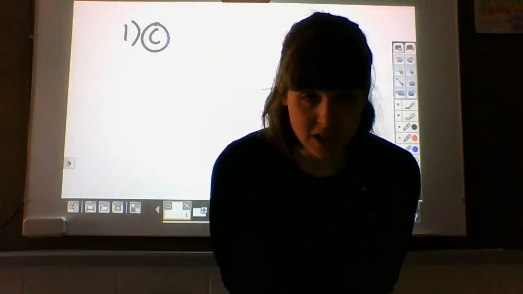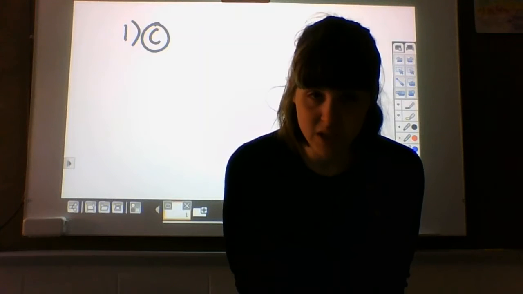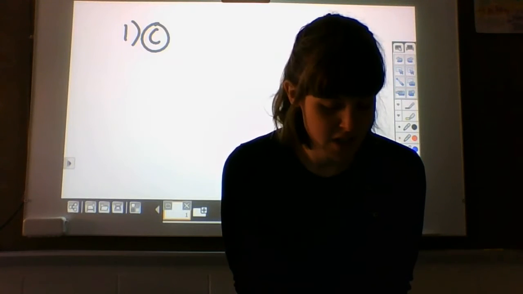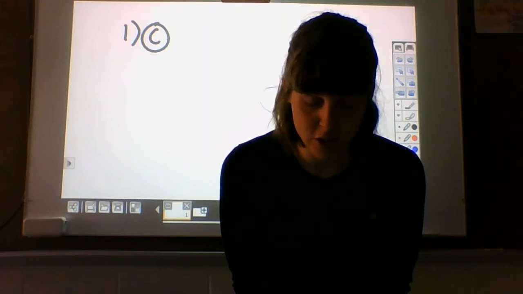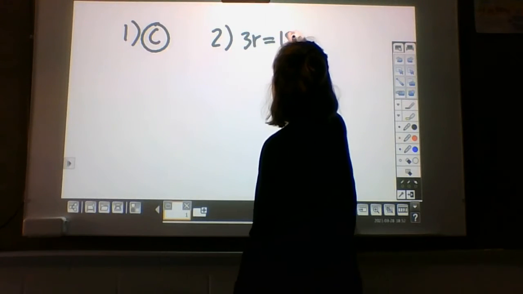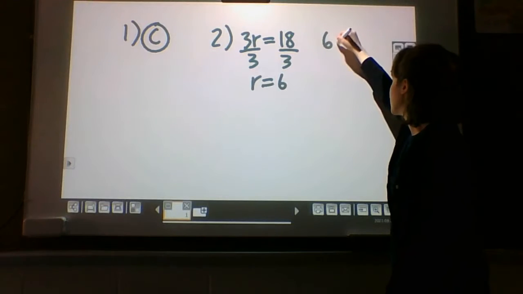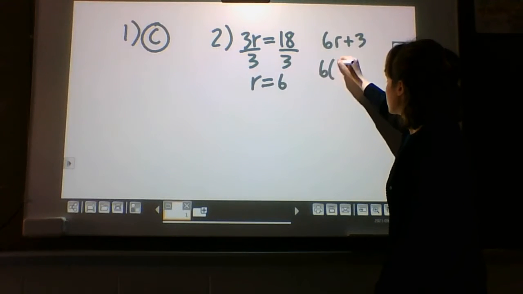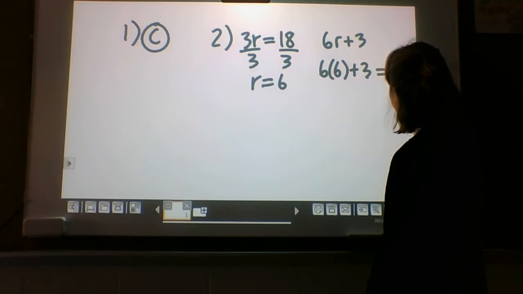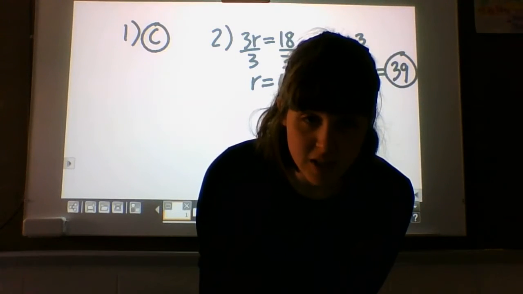Number two says, if 3r equals 18, what is the value of 6r plus 3? So they're giving us an equation, 3r equals 18. We're going to have to solve it for r first, then plug that back in and find the value of 6r plus 3. So to start with, r equals 6, but I have to find 6r plus 3. So 6 times 6 plus 3. So 36 plus 3 is 39. So the answer to number 2 is D, 39.